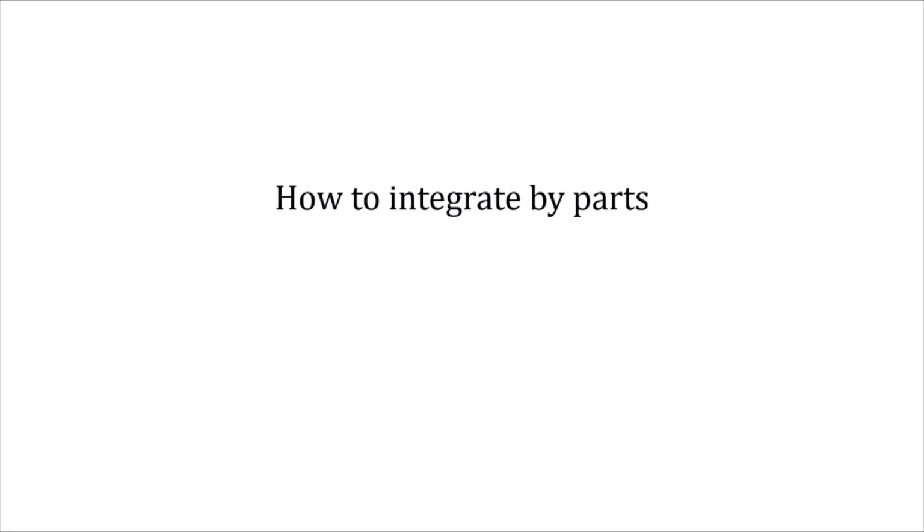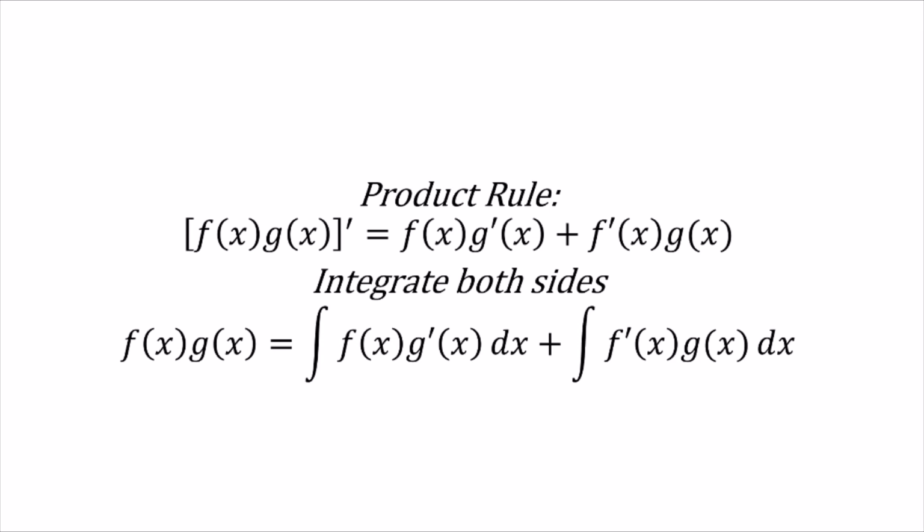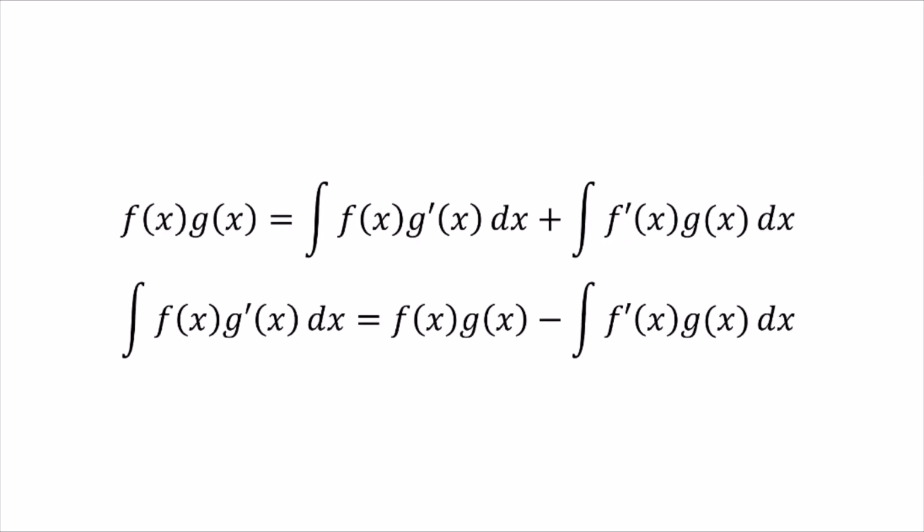Today we will be learning how to do integration by parts. First, we will try to derive this formula. We know the product rule is shown here. If we integrate both sides, the derivative of the integral of f(x)g(x) turns into f(x)g(x), and the rest are simply integrated. We can move the integrals over as so.